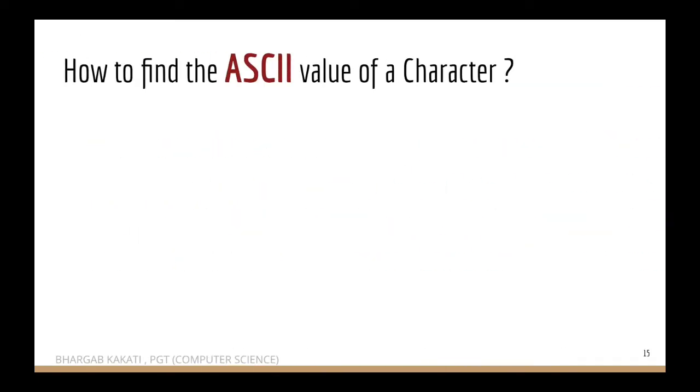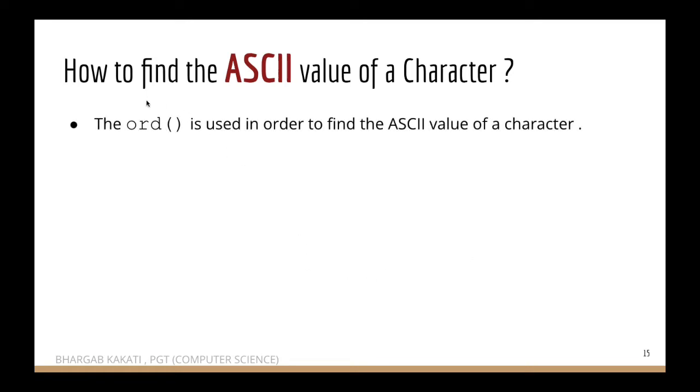Alright. Now let us see how to find the ASCII value of a particular character. If I know a particular character and I want to see what is the ASCII value of that character, we use a function called the ord function, or the ordinal function. The ord function is used in order to find the ASCII value of a character. For example, if I write ord('a'), the ASCII value is shown as 97, and from the chart we already know that the ASCII value of lowercase a is 97.